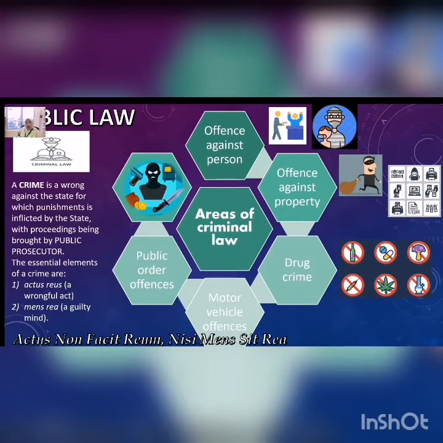Okay, we go to the actus non facit reum nisi mens rea. It means that if a person did an act, he must be proven to have done the act with the intention to do that. For example, if I want to kill myself, I must open the window and jump from the window. So I have committed the offense of attempted suicide. Let's say that I'm not dying. So I have attempted to do the suicide.